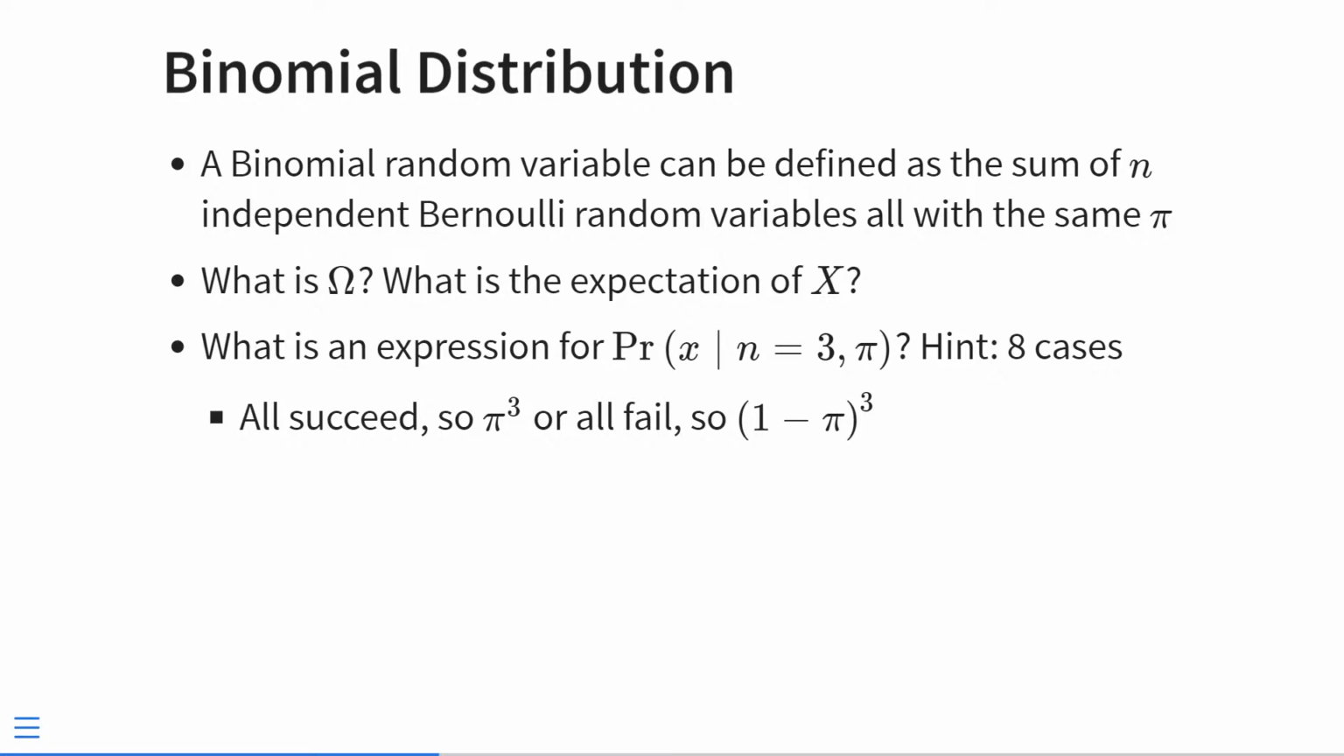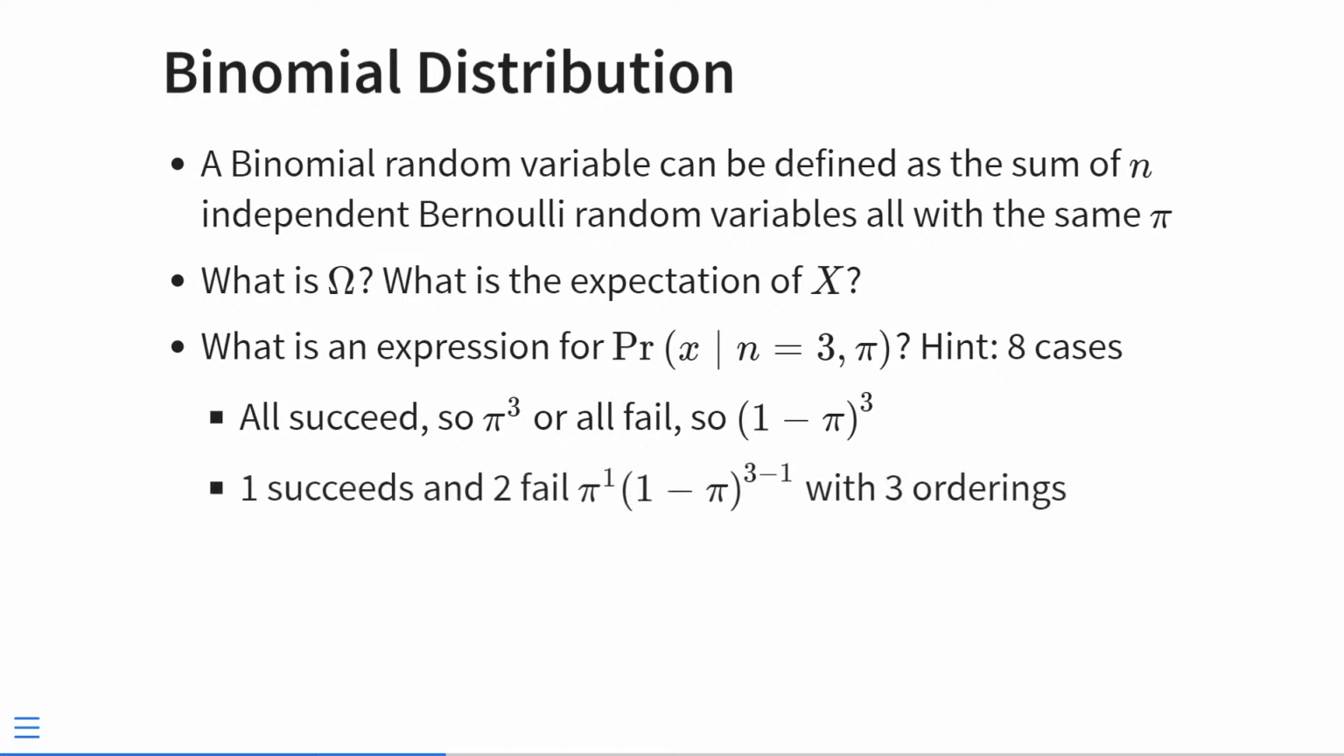So 2 of the 8 cases, well, all 3 could succeed. And so that, since they're independent of each other, that would just be pi cubed. Or all 3 could fail, which the probability of that would be 1 minus pi cubed. So that's 2 out of 8 cases right there. Or we could have 1 success and 2 failures. So pi raised to the power 1, 1 minus pi raised to the power 2.